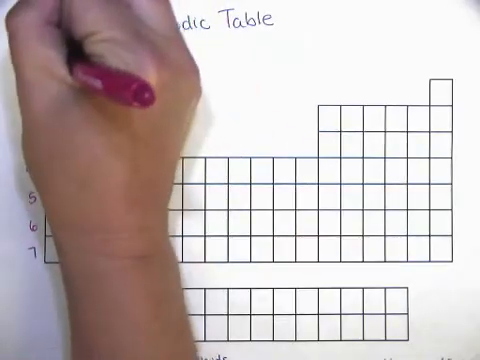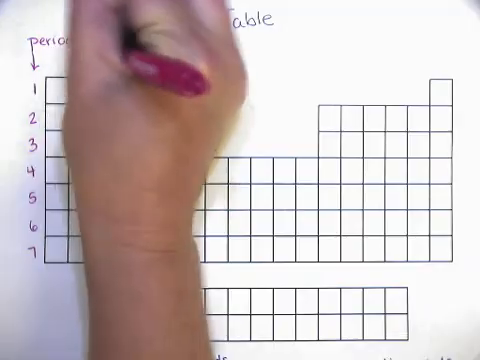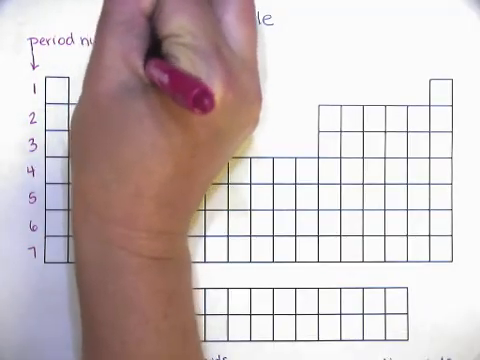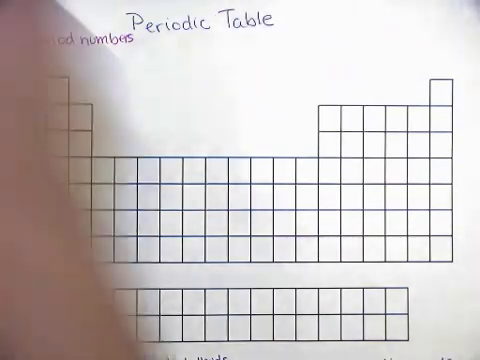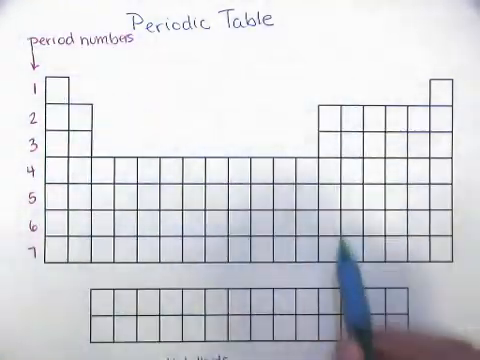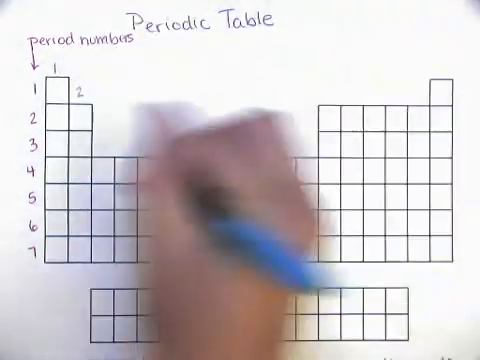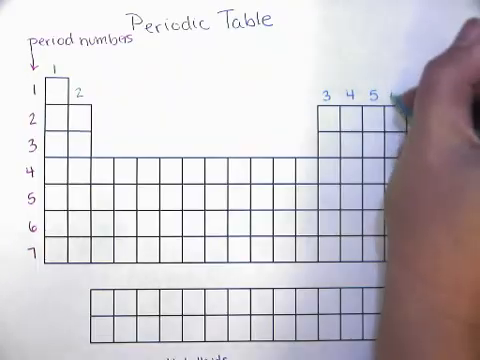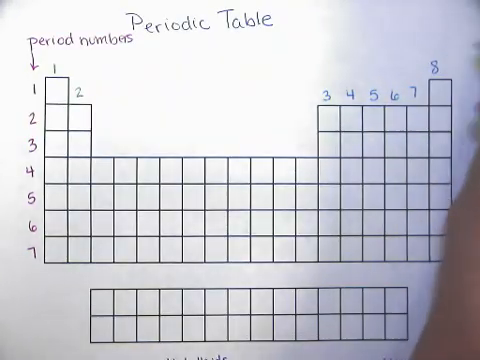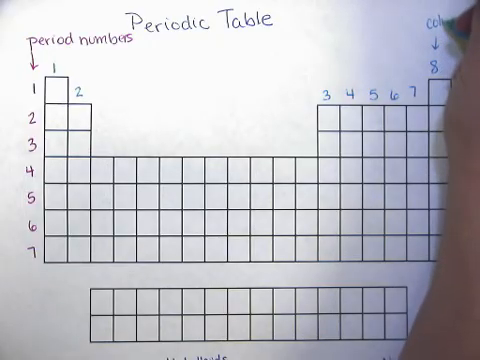6, 7. So these are your period numbers. And we have columns on the periodic tables, which are numbered 1, 2, we're going to skip the transition metals, 3, 4, 5, 6, 7, 8. So these are column numbers.